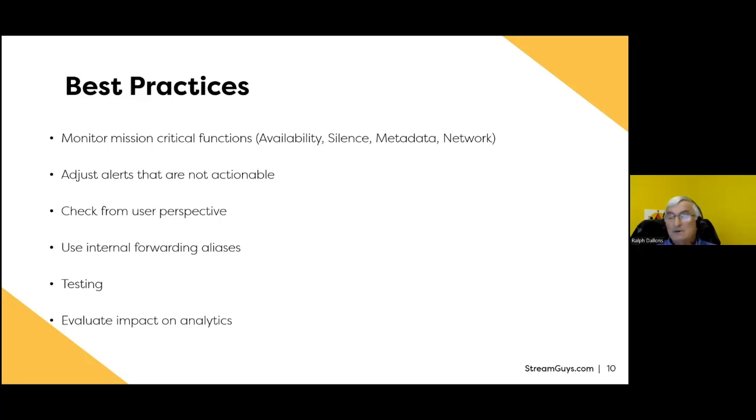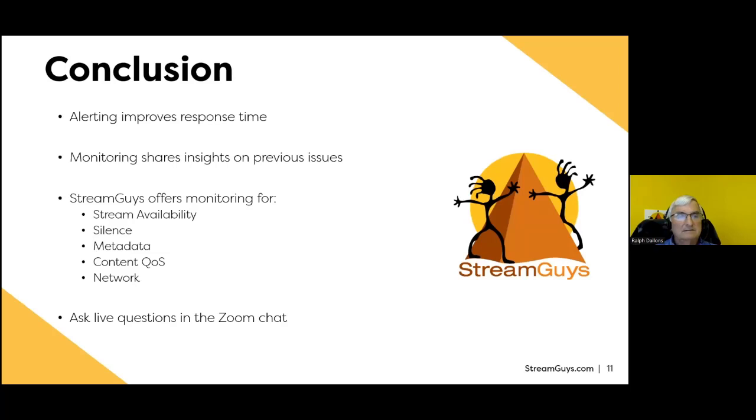So to recap, there are a variety of ways you can monitor your streaming operations that will enable quicker response times and better understanding of issues after the fact. Those include stream down alerting, silence monitoring, metadata alerting, content QoS monitoring, and network monitoring.